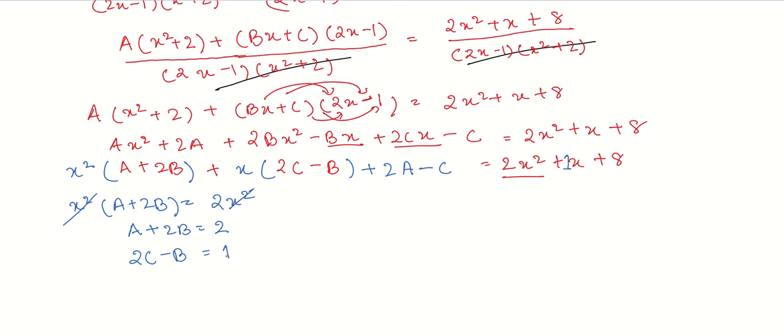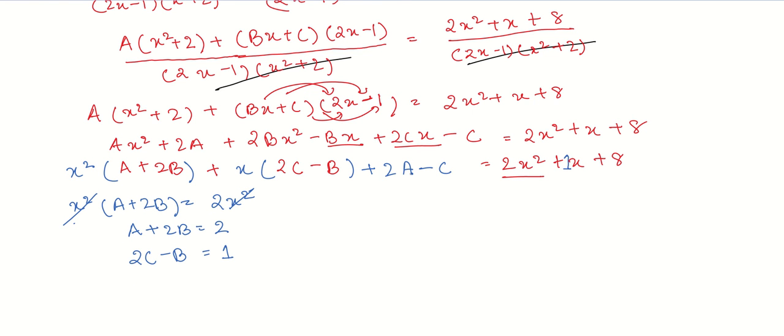So it's going to be 1, okay? So 2c minus b equals 1. Okay, this step which I did here, I just wanted to show how the x squares are getting cancelled out, all right? You can even skip that step, but yeah, this is how it is.